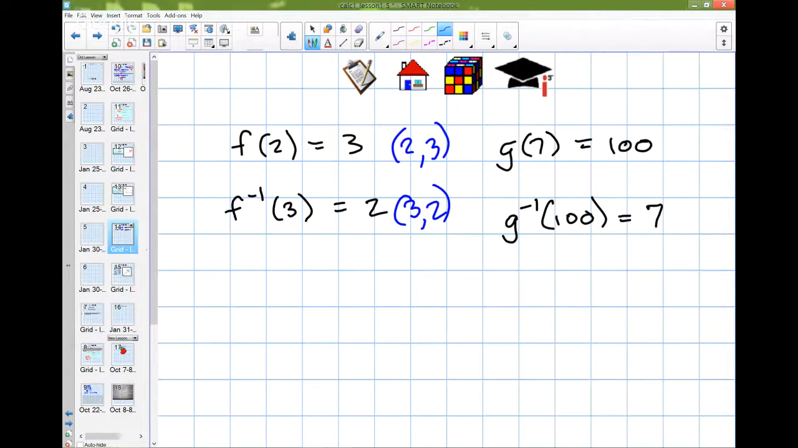Or if you had a function g of 7 is 100, that basically is this ordered pair. If you find the inverse properly, then g inverse of 100 is 7. And again, you have a reversal of ordered pairs. So the inverse really is a good name for this. It just literally inverts the process.